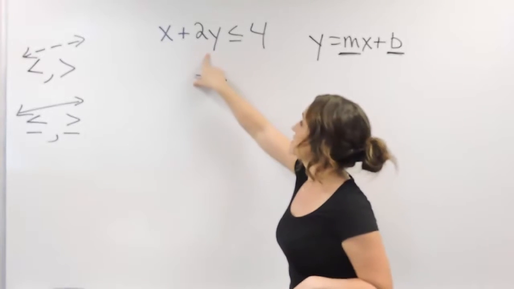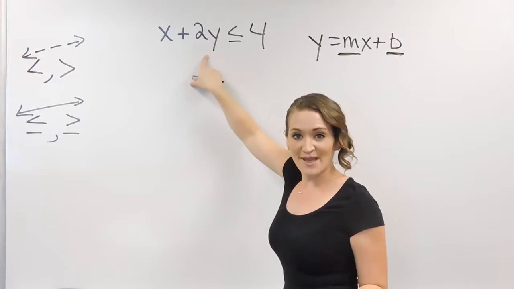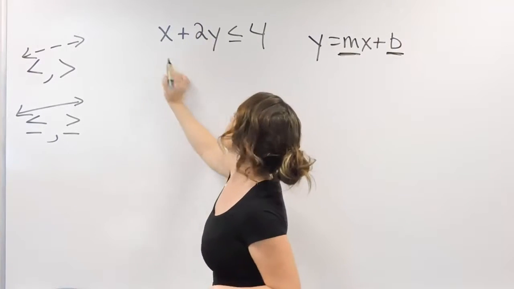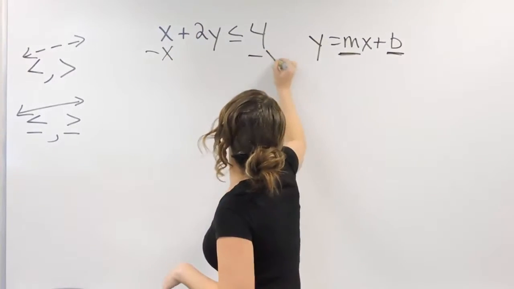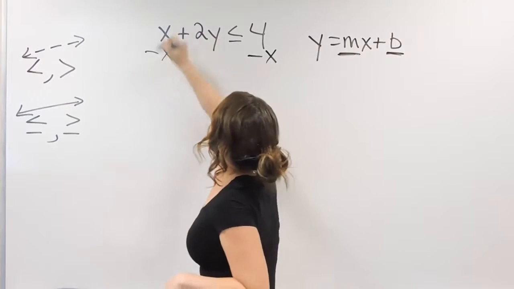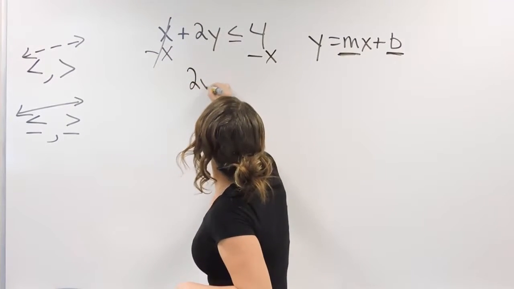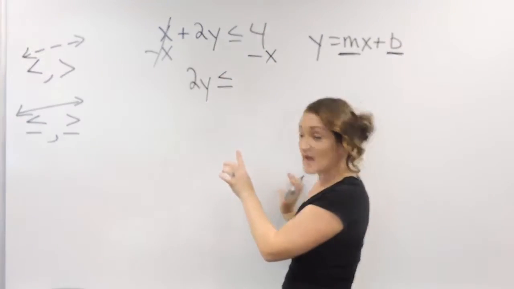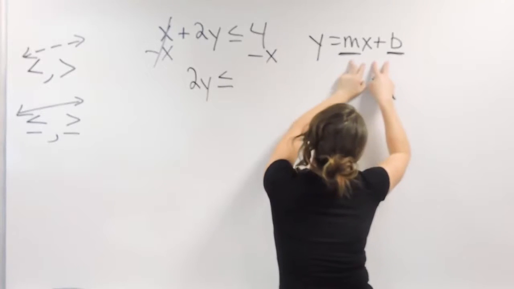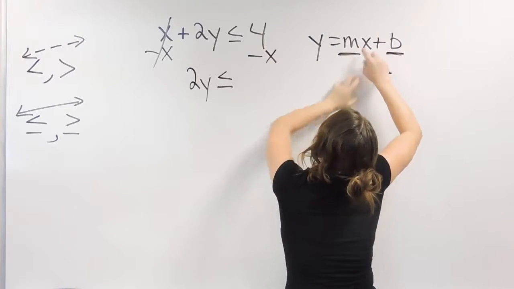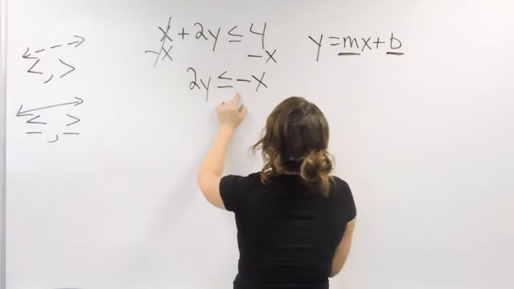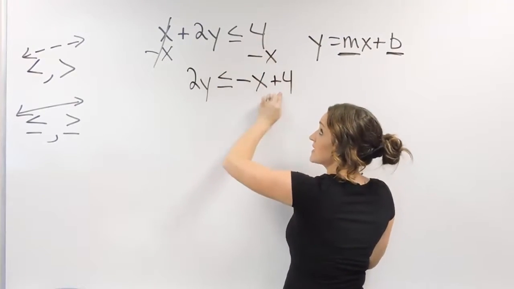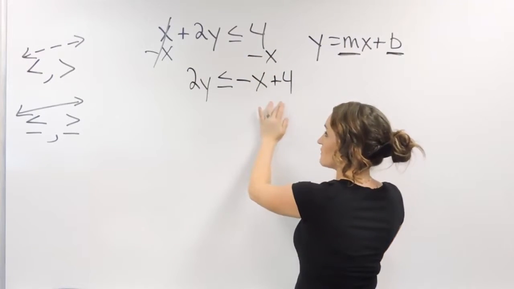If we need to put this in slope-intercept form, we're getting y all by itself, so we need to move everything else over, starting with this x. It's a positive x, so let's subtract x on both sides. X minus x cancels, leaving us with 2y is less than or equal to, always bring down your x first, then your number. Slope-intercept form always has your x first. So I'm going to drop down the minus x first, then I'm going to drop down this 4. And remember, this 4 is positive. So we're dropping down a positive 4.